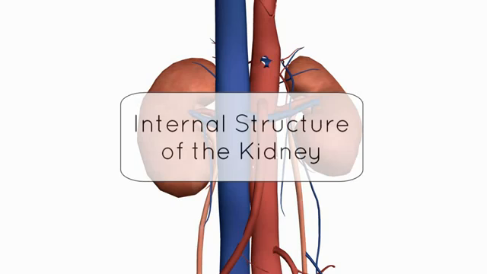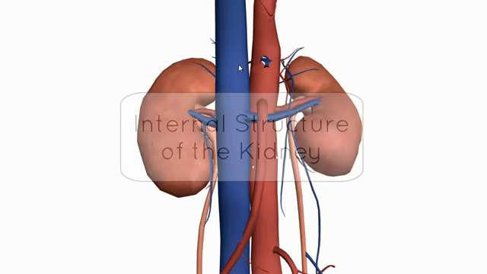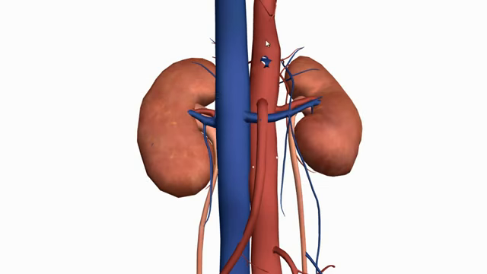Okay, so this is a tutorial on the internal structure of the kidneys. So we're looking here at the two kidneys, and you can see the abdominal aorta and the inferior vena cava giving off the renal arteries and renal veins to the kidney, and you can see the ureters coming out of the kidney. So the place where these structures enter the kidney is called the hilum.